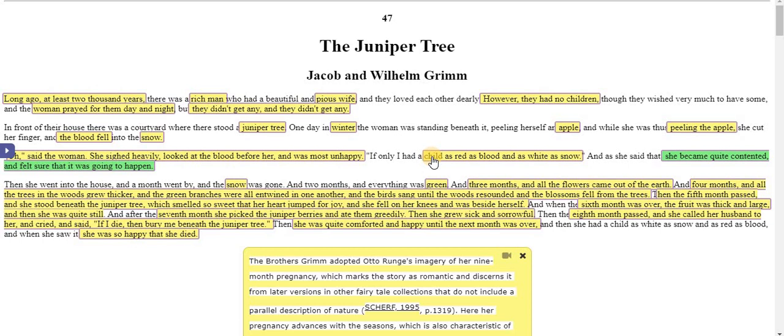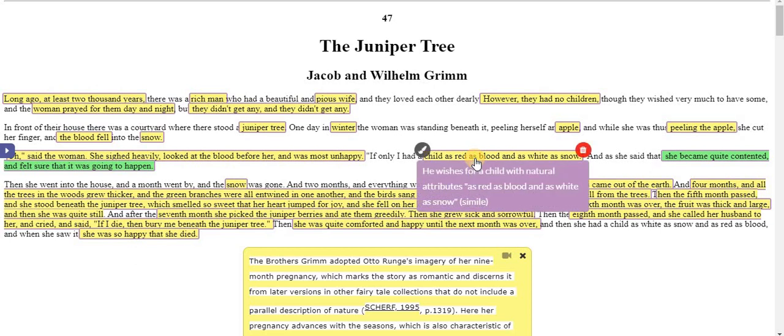So again, this is a wish that the woman utters. If only I had a child as red as blood and white as snow. Remember these lines because these are very important in context of this tale. The woman wishes for a child who is close to nature. She wants a child who is red as blood and white as snow. Red as blood and white as snow are natural attributes, right? These are elements taken from nature, whether it be blood or snow. And she wishes to have a child who is red as blood and white as snow.